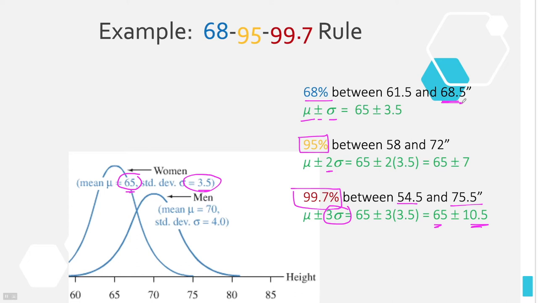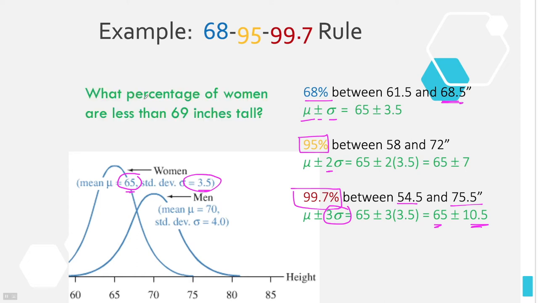But what we wouldn't be able to answer with this information, with the empirical rule, is something like what percentage of women are less than 69 inches tall. If that had said 68.5, we could have done it. But let's see, 69 inches tall would be right here. Let's say that's 68.5 inches tall. Maybe I should draw it right here. And say that's 68.5 inches tall. And then right here, this is 61.5 inches tall.